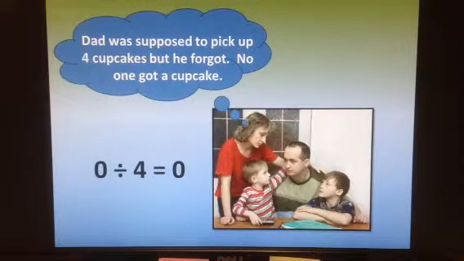Look at this sad family. Dad was supposed to pick up 4 cupcakes, but he forgot. No one got a cupcake. Their number sentence is 0, because 0 cupcakes, divided by 4, because there's 4 people to share those cupcakes, equals 0. Nobody's having cupcakes.